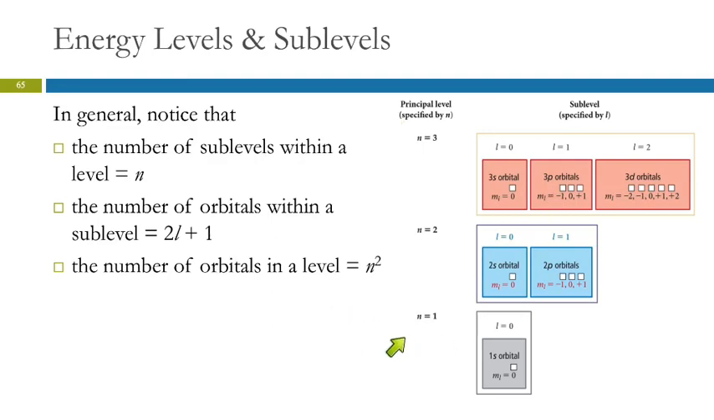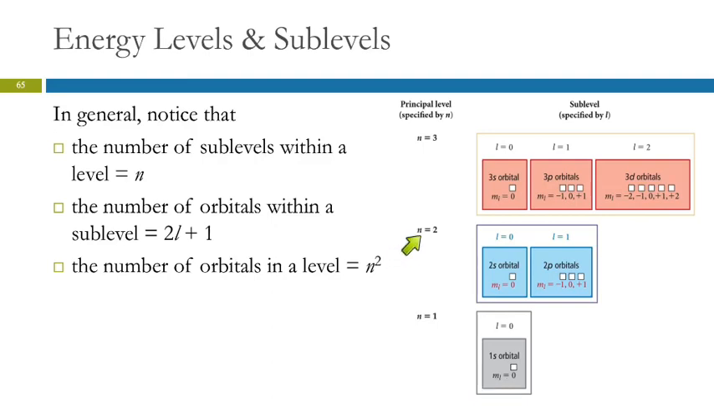So here's a diagram. So n equals 1. When n equals 1, the only possible value for L is 0, because L can be 0, 1, 2, 3, up to 1 less than n. Well, 1 less than n, when n equals 1, is 0. So all we can have is L equals 0. L equals 0 corresponds to an S shape. So there's one sublevel, it's S, and there's only one orbital in there. There's only one magnetic quantum number. So there's only one orientation.